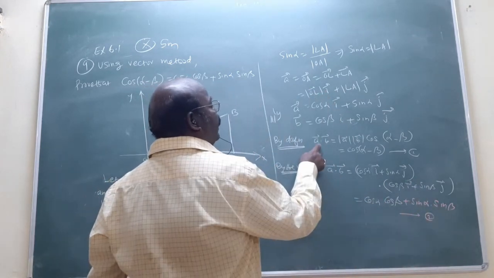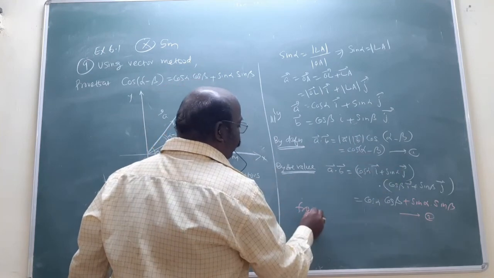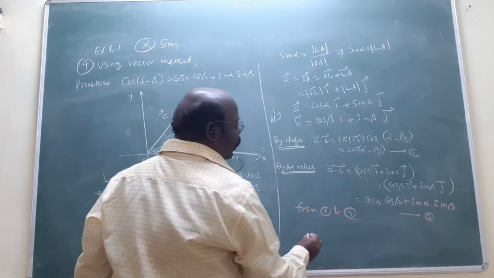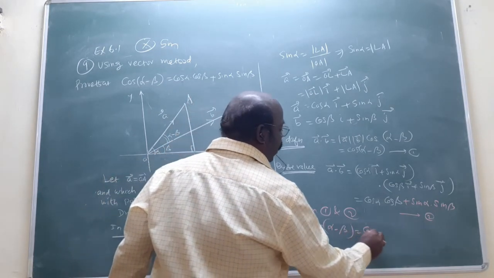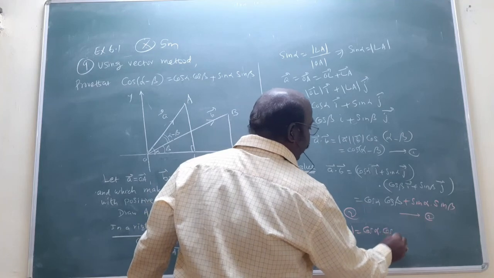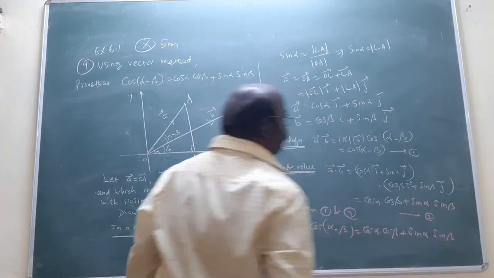Combine. The left hand side here also is A dot B, and here also A dot B. Our right hand sides shall be equal, so 1 and 2. What is the answer? Cos(alpha minus beta) equal to cos alpha into cos beta plus sin alpha into sin beta. This is the answer.